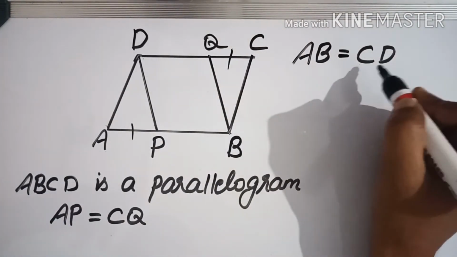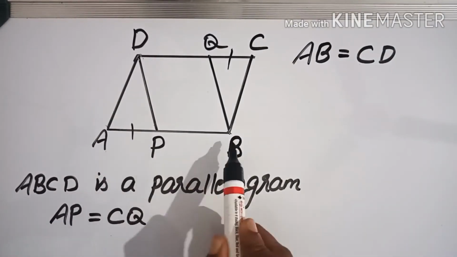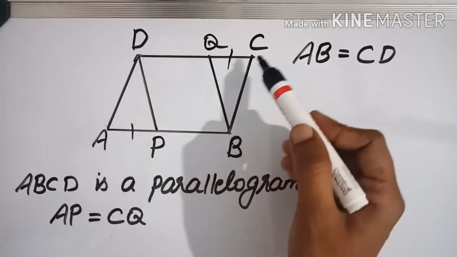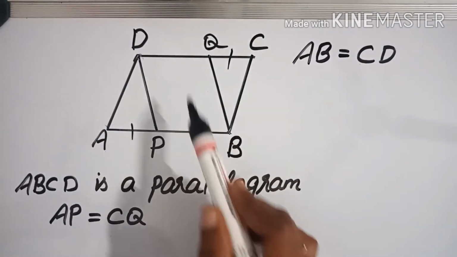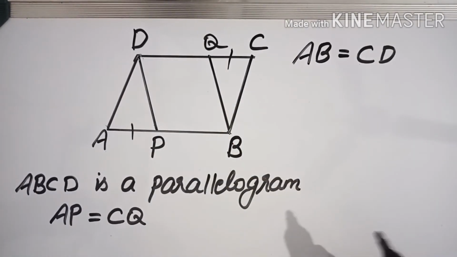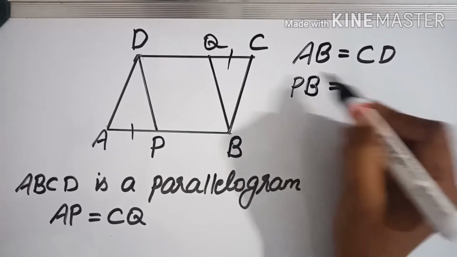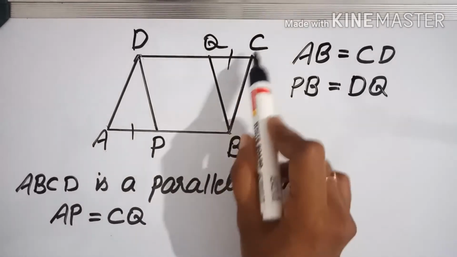Okay. Now AB equal to CD and in a line AB, AP is the portion and in line CD, CQ is the portion. If you are cutting these two portions, the remaining will also be what? Equal. Okay, that means PB equal to DQ. Okay, because AP and CQ are equal.